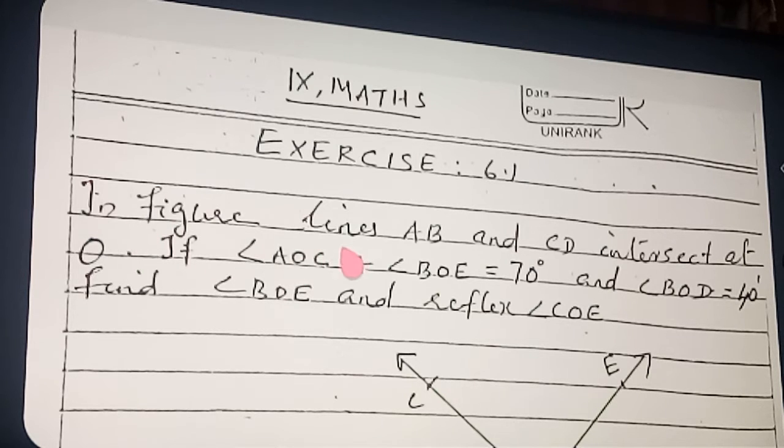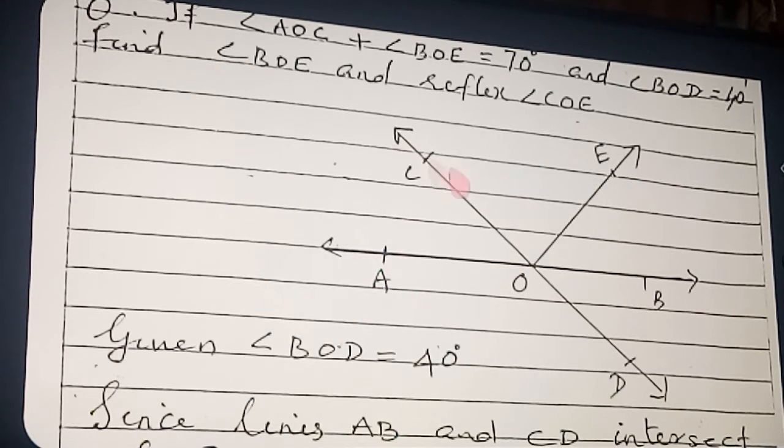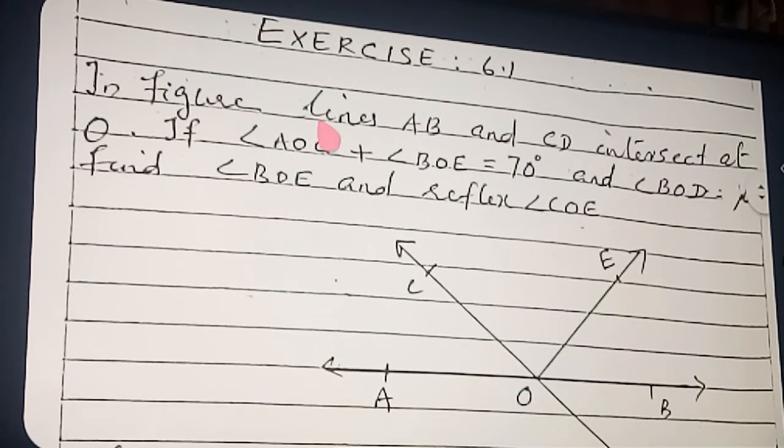In the figure, line AB and line CD intersect at O. See the diagram. This is line AB and this is line CD. Both are intersecting at the point O. Now, which angle is angle AOC? This one, angle AOC and angle BOE. The sum of angle AOC and angle BOE is given as 70. And one more angle is given, angle BOD is 40.